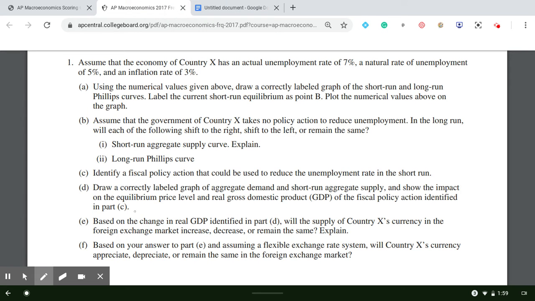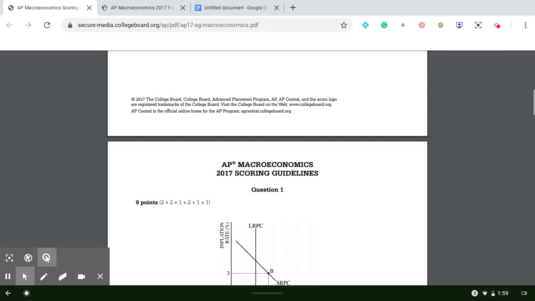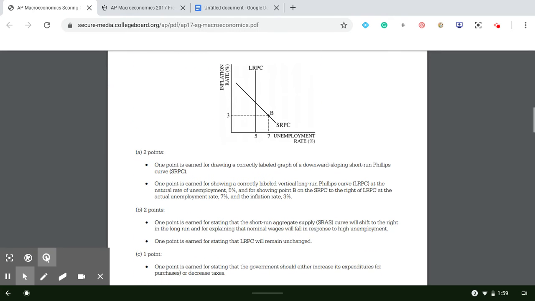The next two questions ask about foreign exchange and international trade, but we will not cover that on this test because that was left off this year. So anyway, here's our first Phillips curve.